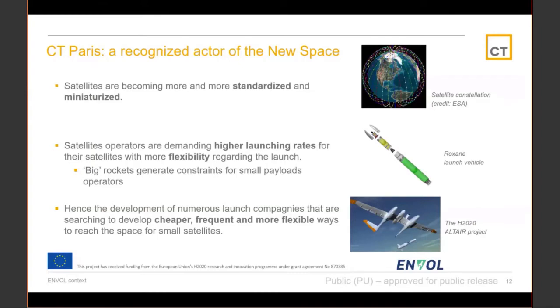If you break a satellite on your constellation, you want to be reactive to replace it, to refurbish your constellation. And using big rockets, Soyuz, Falcon, it generates a lot of constraints for small payload operators because they are never the biggest rocket on the fairing. They are always secondary payloads. So often they do not choose a date, they do not really choose the orbit of the launch. So there are lots of innovative space launch companies that are trying to develop cheaper, more frequent, more flexible ways to reach space for the small satellites, for this market share.